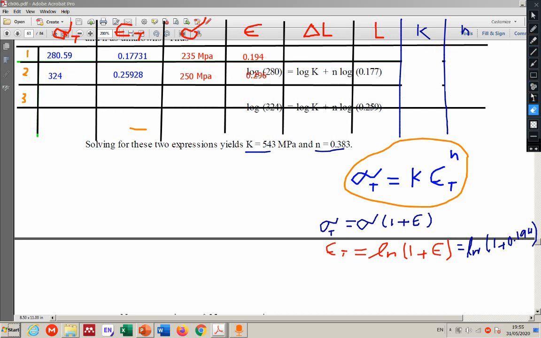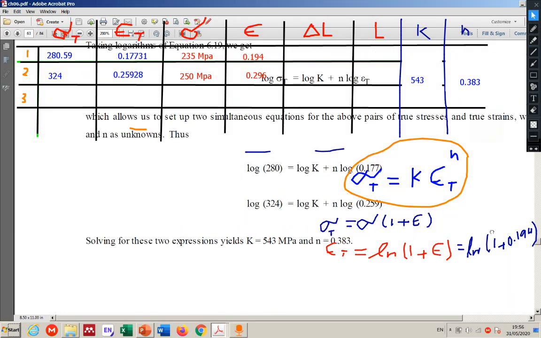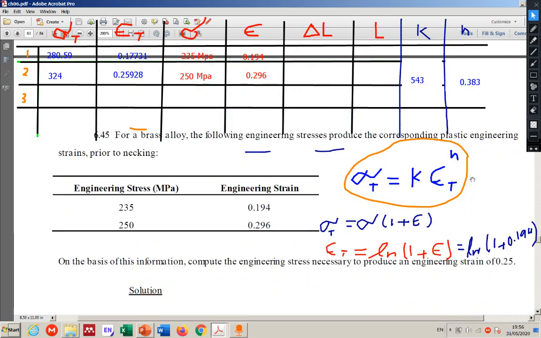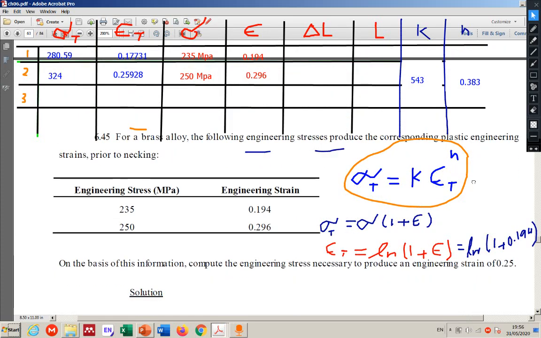So K is found to be 543, and for N, remember N must always be smaller than 1, so if you made a mistake you know it from there. So I have N and K. Now I can go and answer the question that we have. Let's come back to the question. What does it say?